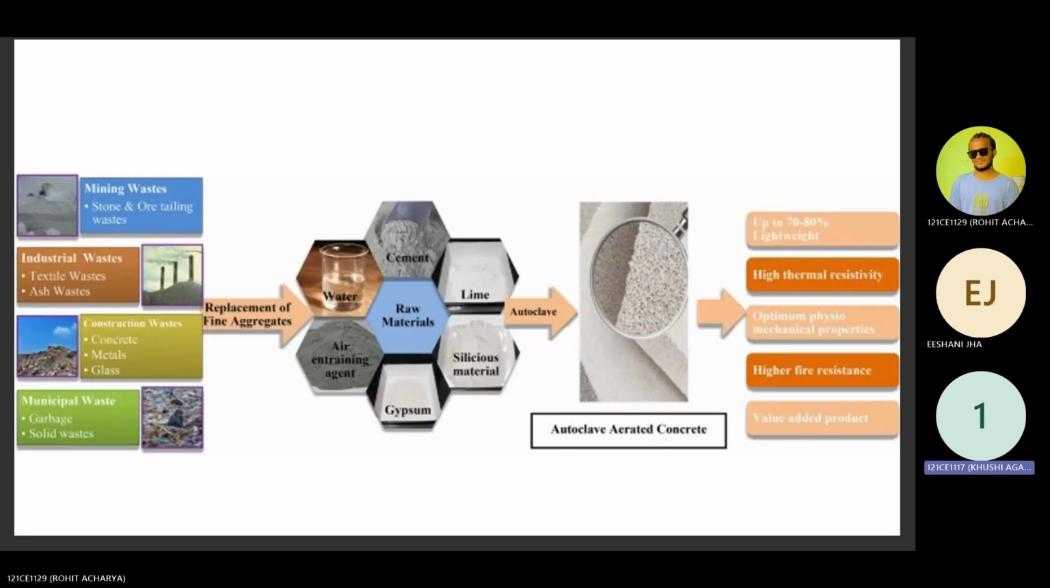These wastes can be substituted by several raw materials such as lime, siliceous materials, and gypsum, which then undergo autoclave curing to finally produce the autoclaved aerated concrete, which is lightweight and has high fire resistance. Now, Ishani shall present some vital experimental data that supports the benefits and applications of AAC.